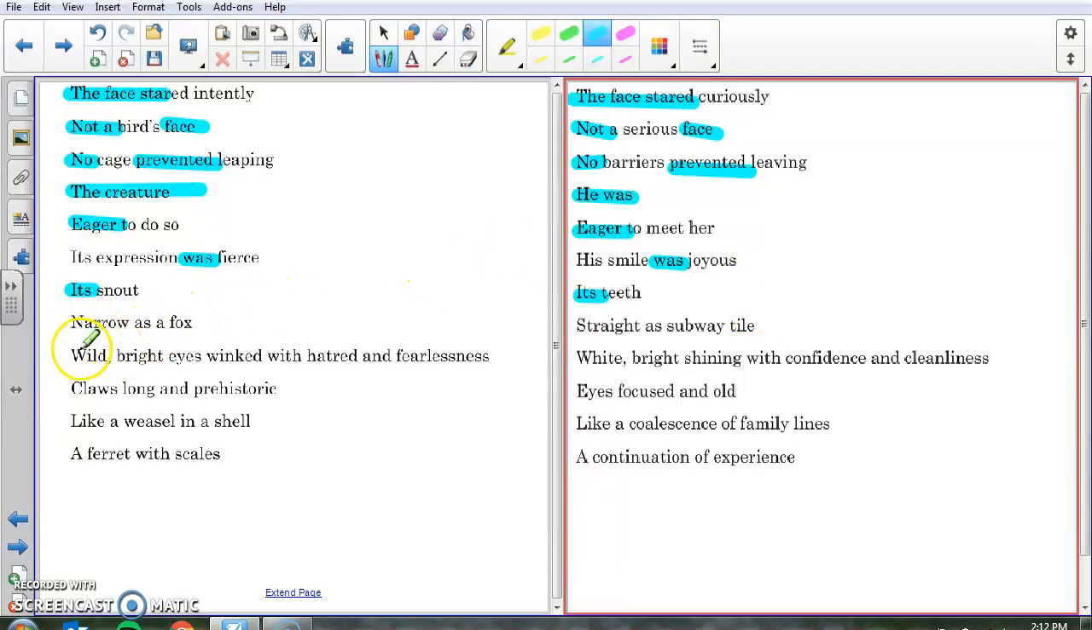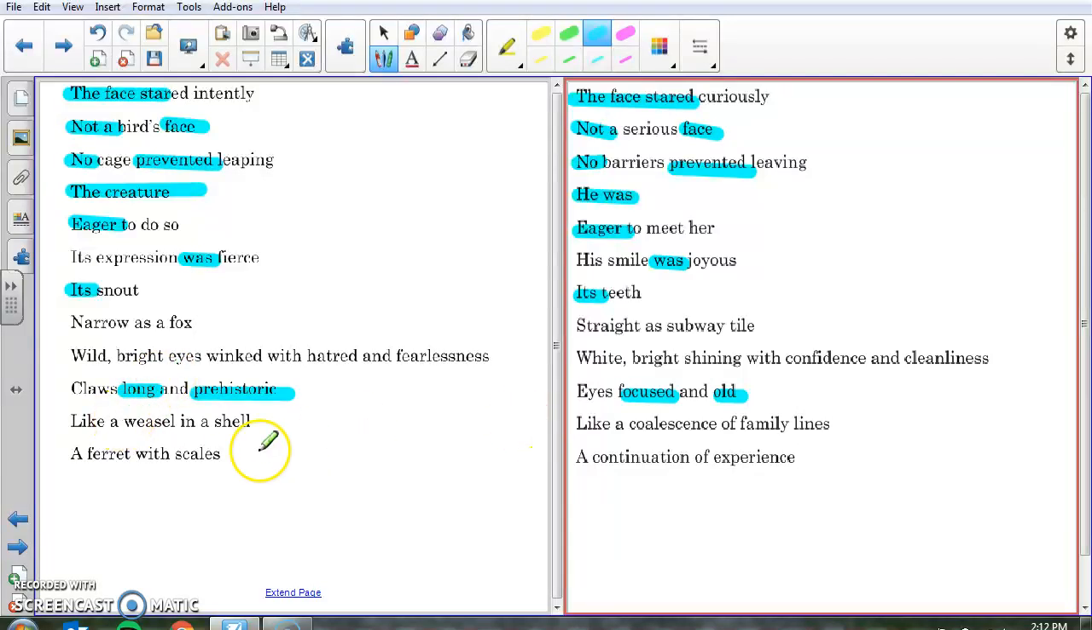Then I have over here a very similar description. "Wild, bright eyes winked with hatred and fearlessness." I changed it to "white, bright, shining with confidence and cleanliness." Then I also changed "claws, long and prehistoric" to describing the person's eyes, which were "focused and old." I used two different descriptions. They have "long and prehistoric." I chose "focused and old."